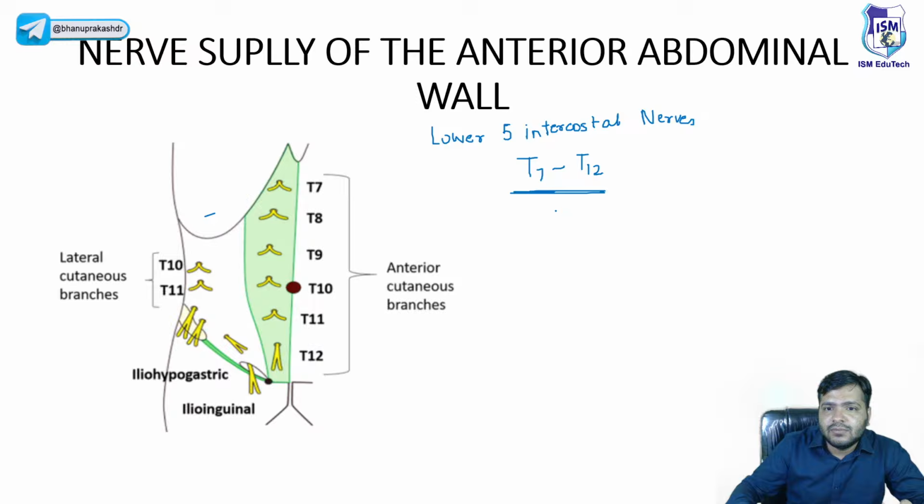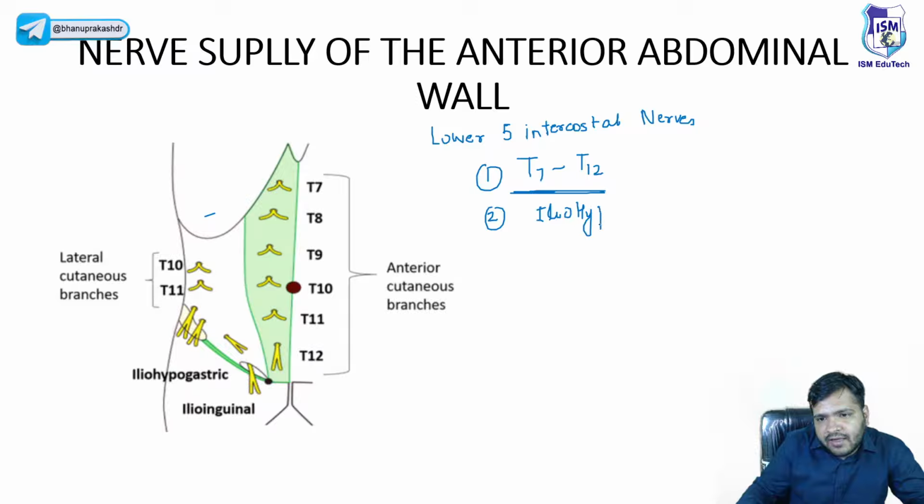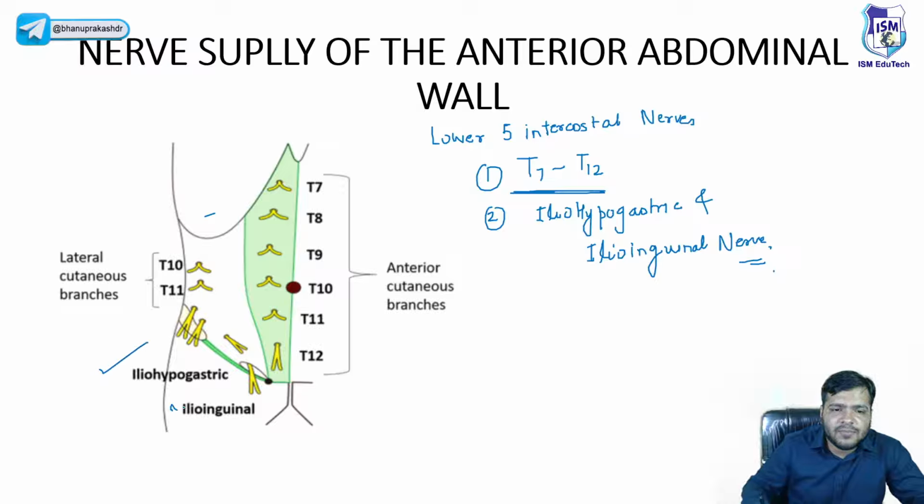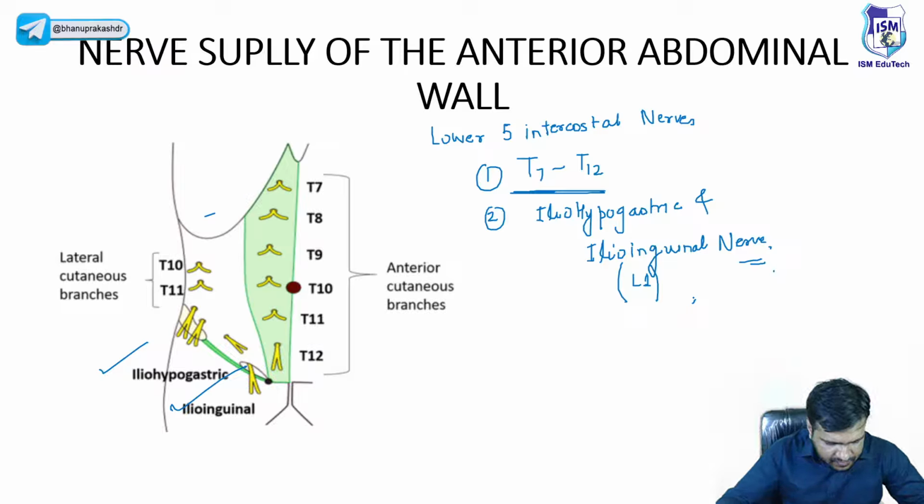So one supply is coming from here, T7 to T12, and the other is basically the ilio-hypogastric and ilio-inguinal nerves. Just near the inguinal ligament, you can see these two nerves. In the picture, it's very clear. Ilio-hypogastric and ilio-inguinal nerves are from the level of L1, if you want to mention that.